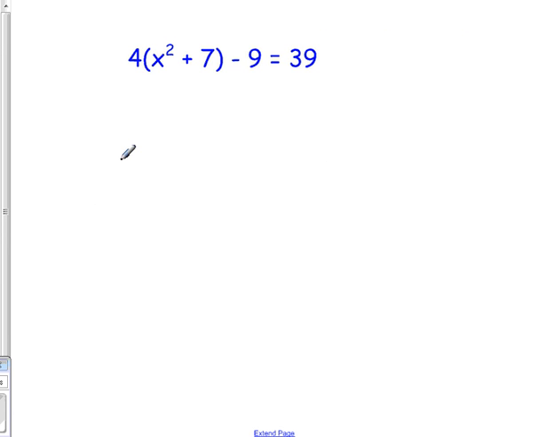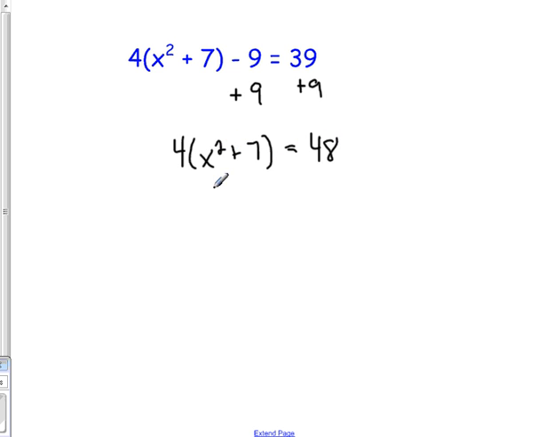And then last one here for today, let's solve this one. So this is just a multi-step situation. We get 4 times x squared plus 7 minus 9 equals 39. So, I encourage you to write this down, pause it, and try to do it yourself. But I'll do it right now. So we add 9 to both sides. And we get 4 times x squared plus 7 equals 48.